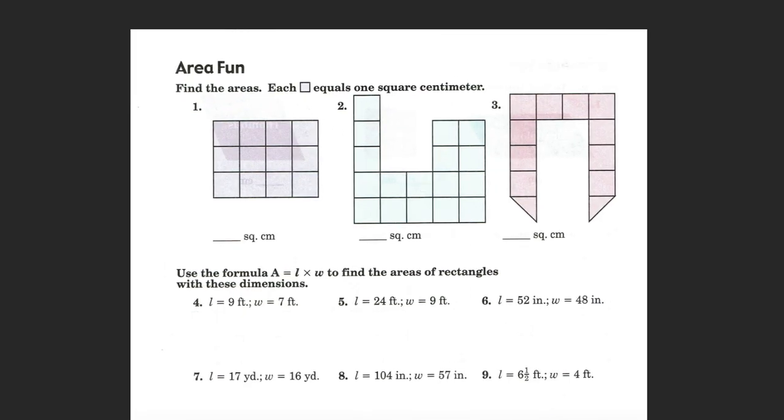All right, find the areas. Each square equals 1 square centimeter. I think what they want you to do is count. First, count to figure out the length of this side of our rectangle. 1, 2, 3. 3 squares. That means this side is 3 centimeters. And our bottom side, 1, 2, 3, 4. This is 4 centimeters. So you would need to figure out the area. This is a rectangle, I believe. So area equals 4 times 3.